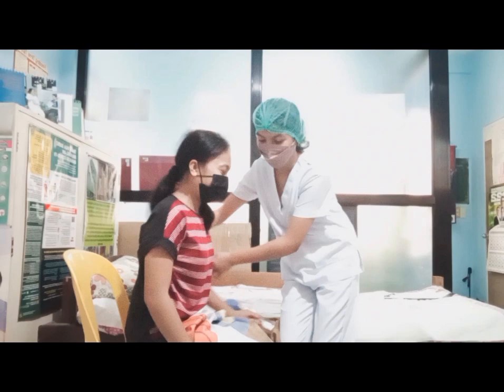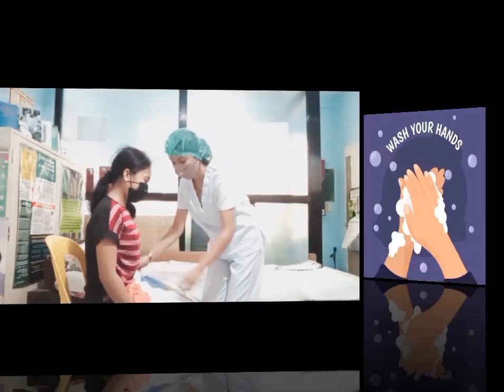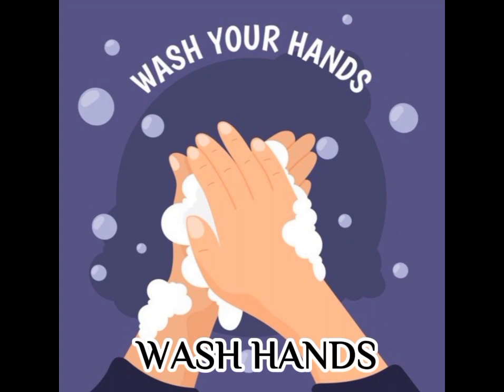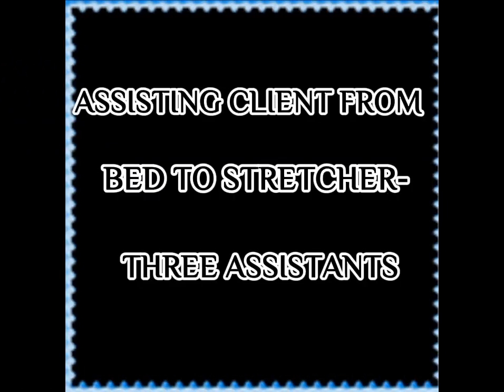Lifter and client pivot so the lifter's and client's back is toward the chair, lifter still holding the transfer belt. Instruct client to use armrest on chair, flex hips and knees while lowering into chair or wheelchair. Secure the safety belt, place the client's foot on pedal. Wash hands. Assisting client from bed to stretcher, 3 assistants.